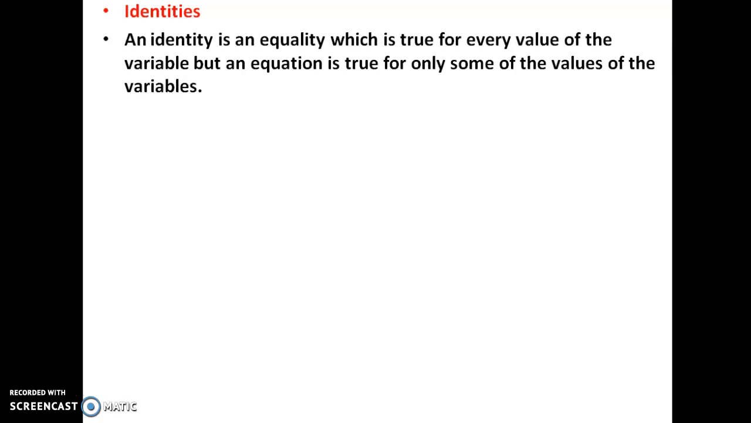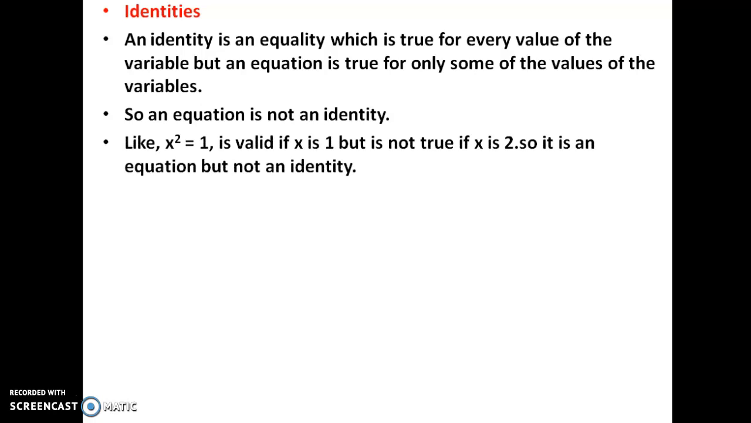An identity is an equality which is true for every value of the variables, but an equation is true only for some of the values of the variables. So if it is an identity, you can use it for any value of the variables. But if it is an equation, it is not true for all values of the variables. So an equation is not an identity.